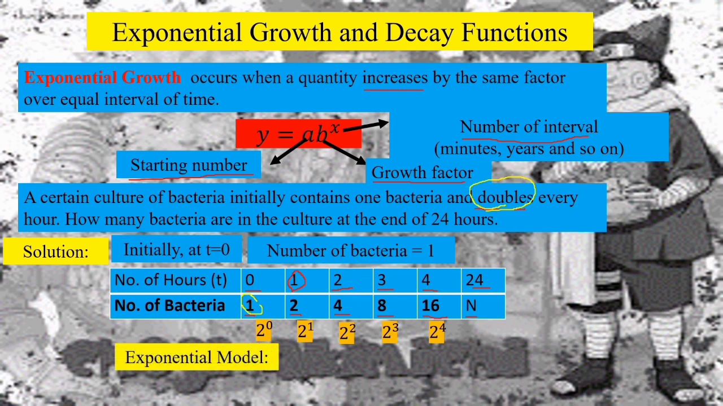So what is our exponential model? So y is equal to 1. Yan yung starting number natin. And yung b natin is the growth factor, 2, raised to the power of t. Yan yung number of interval natin. So ganyan lang kumuha ng exponential model.